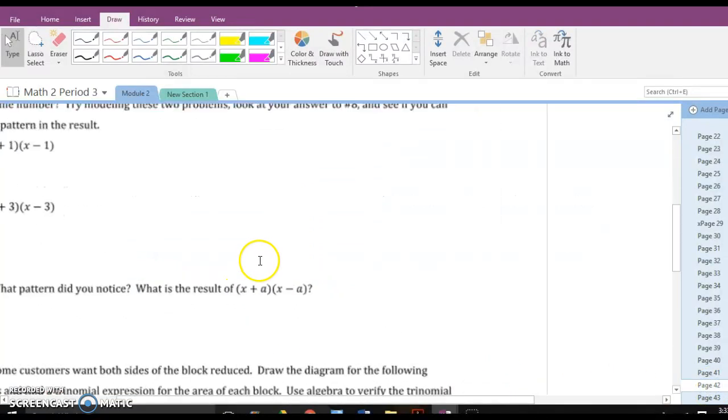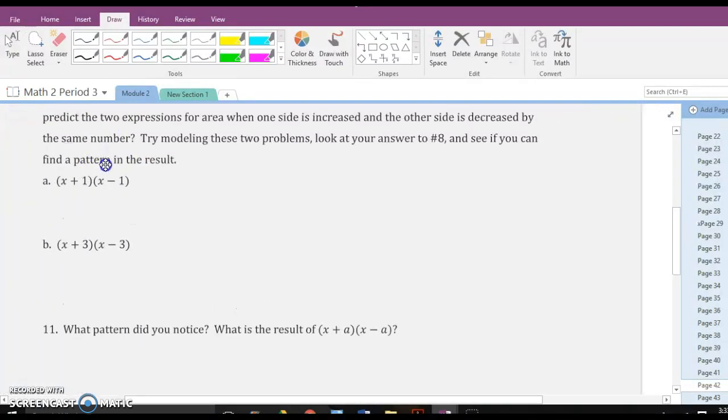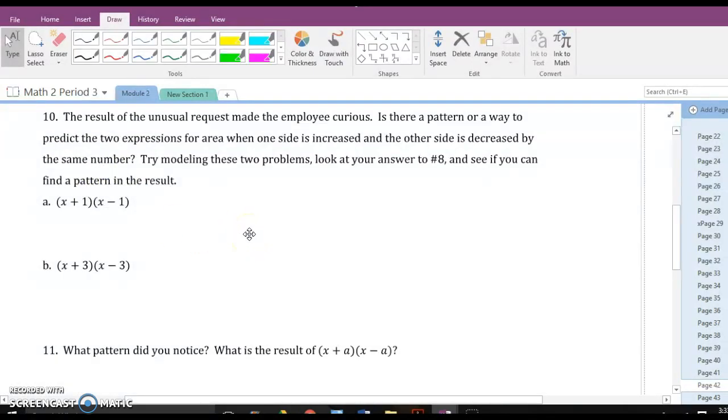Number 10 says, the result of the unusual request made by the employee curious. Is there a pattern or a way to predict the two expressions for an area when one side is increased and the other is decreased by the same number? Try modeling these two problems and look at your answer to number 8.